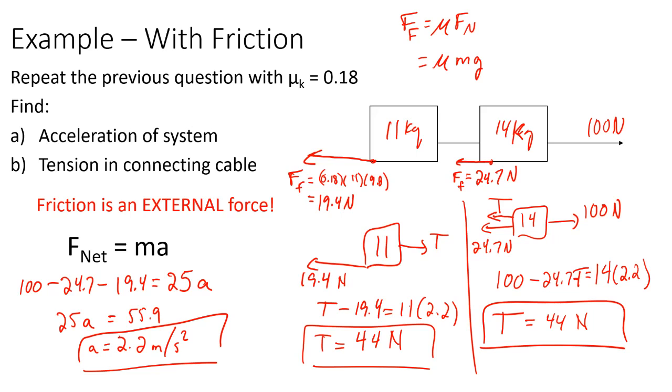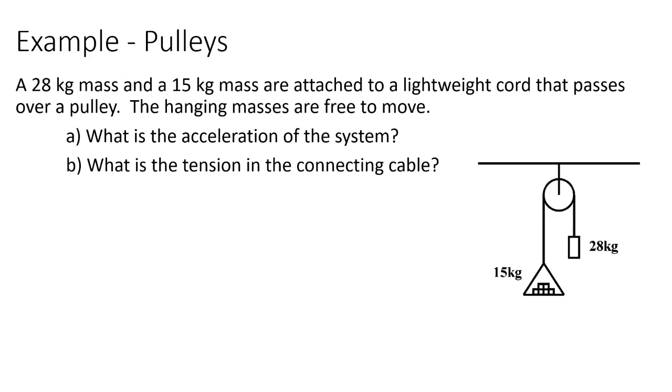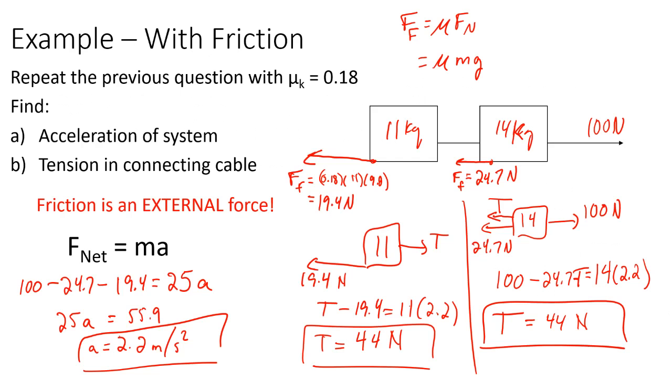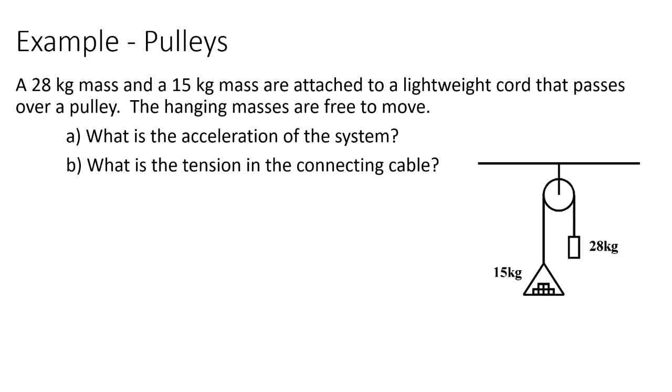Okay, so next example, we will look at another linked mass problem that you'll see are pulleys. For pulley examples, here we've got a 28 kilogram and a 15 kilogram mass. And just by looking at this, if you have two masses hanging over a pulley, which way is this thing going to accelerate?